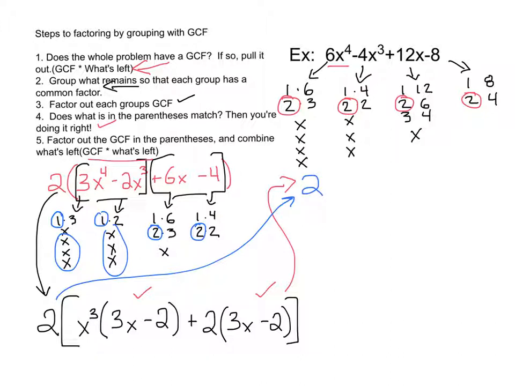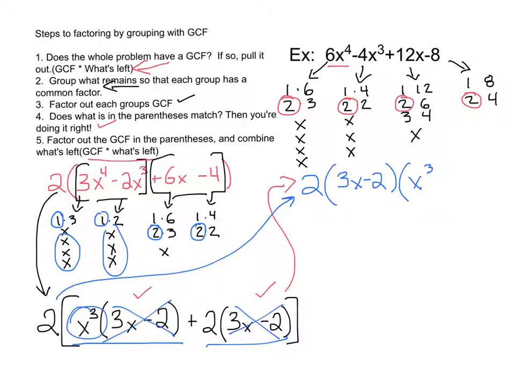Remember, nothing's changing about that. We're just moving it along with the problem. I'll factor out my new GCF of 3x minus 2, and I'll multiply that by whatever's left. In this case, if you take 3x minus 2 out of the first term, you end up with just x cubed. And if you take 3x minus 2 out of the second term, you end up with a positive 2. So my final answer is 2 times 3x minus 2 times x cubed plus 2.